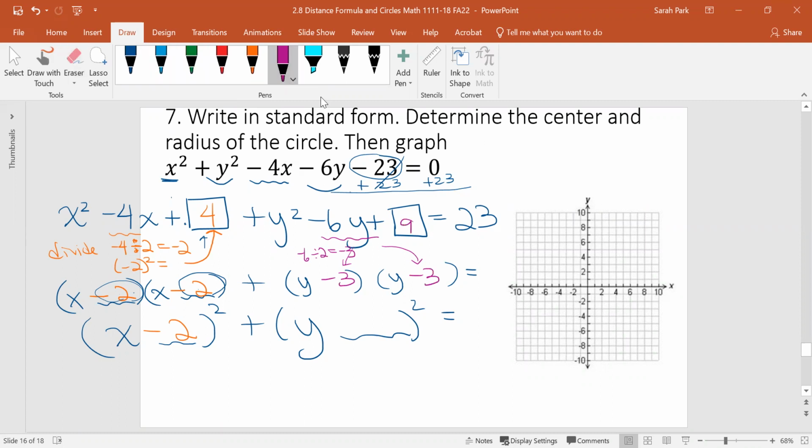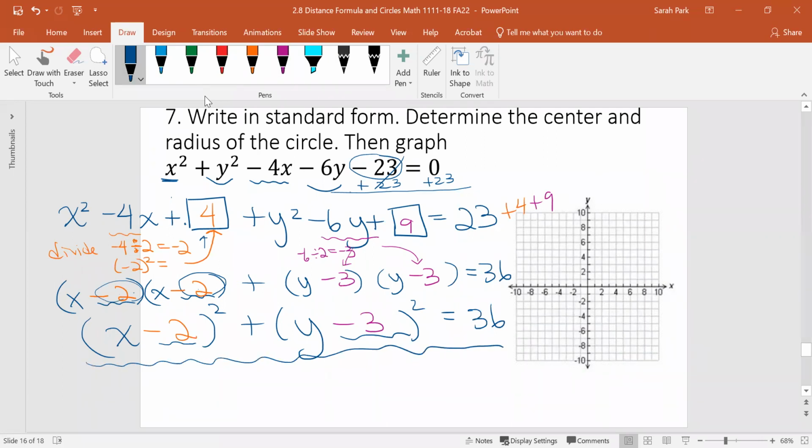The fact that we added 4 and added 9 doesn't balance the equation. And so we have to add the 4 and the 9 to the right-hand side as well. 23 plus 4 is 27 plus 9. That's going to give us 36. And let's complete this. y minus 3 times y minus 3 can be condensed to y minus 3 squared. We got 36. So there's our standard form. We got the standard form of the equation.